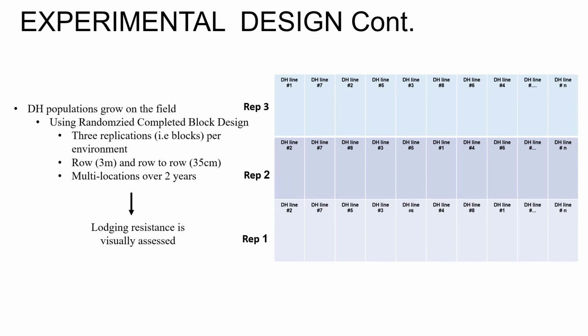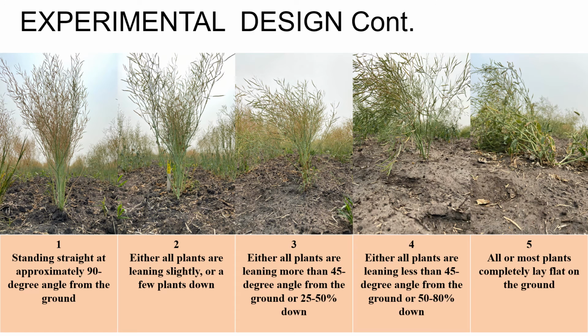These DH populations will be grown in the field using a randomized complete block design with 3 replications per location. Each row is 3 meters in length, each row is 35 centimeters apart, and it is carried out in multiple locations over a 2-year span. Lodging resistance is visually assessed. A lodging score between 1 and 5 is given to each row depending on how well it stands from the ground.